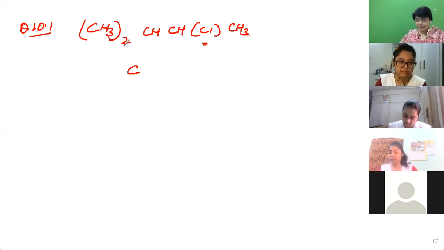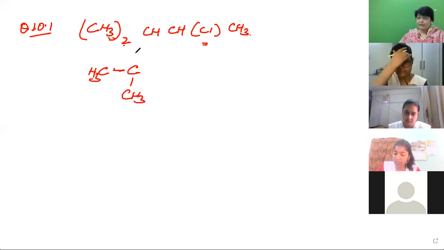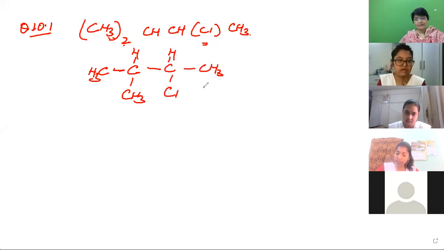So one is going to be in the form of a straight chain. And you have to see that when you are writing the structural formula, all four bonds should be seen. Not more than four bonds, not less than four bonds, when you are writing a structural formula. The Cl I wrote, it means it has to come like this.